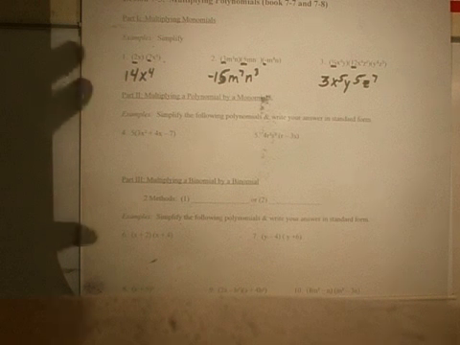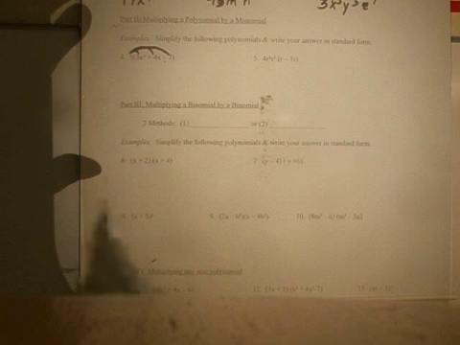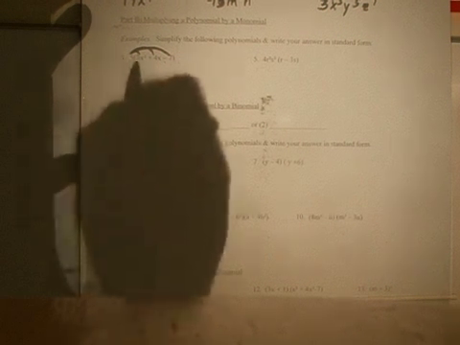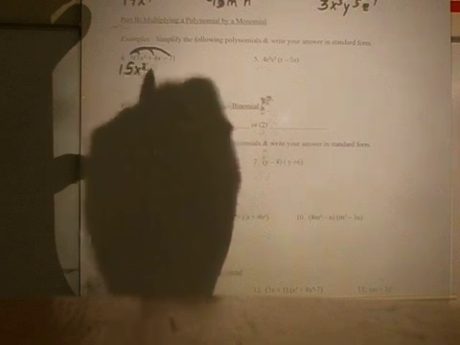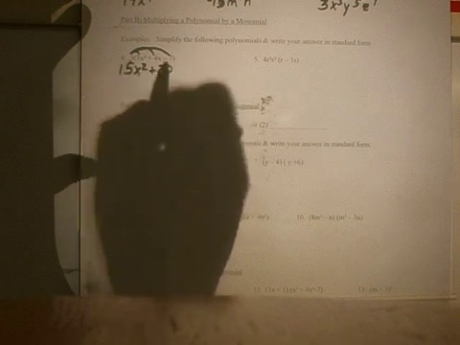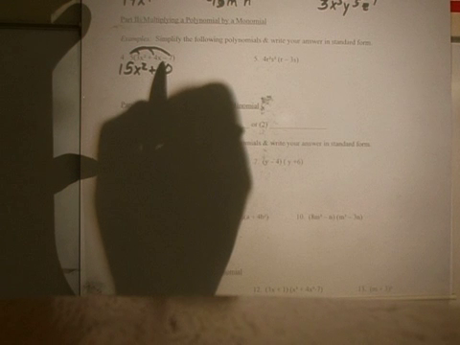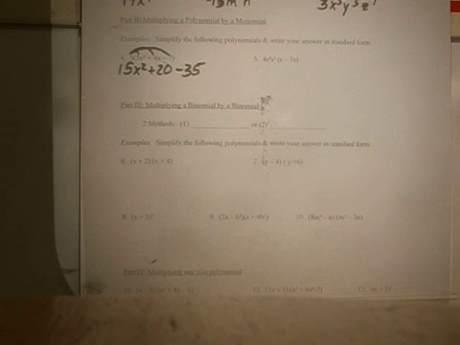Example 4, we need to distribute. We need to take that 5 and multiply everything in the quantity by that. 5 times 3 is 15, and you need the x squared in there. 5 times 4x is 20x. And 5 times a negative 7, there's a subtract in there, will either be a subtract 35 or a plus a negative 35.